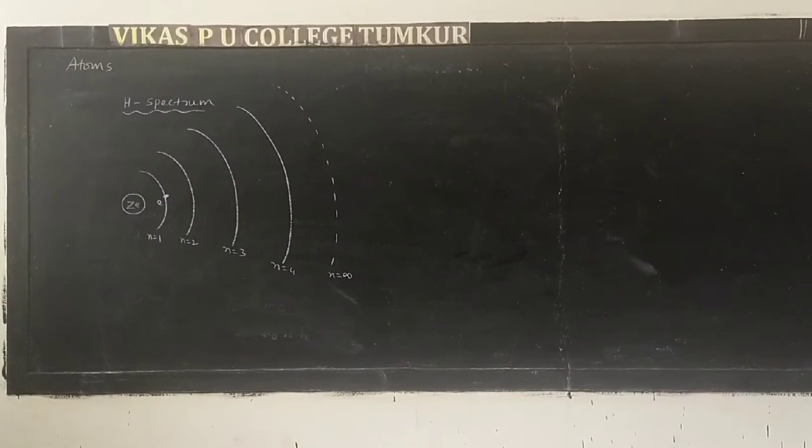Now we shall discuss the hydrogen spectrum. As you see in the diagram, you have considered a hydrogen atom or hydrogen-like atom. That means the atom will have a single electron, and that single electron occupies the ground state of the atom, that is, the first orbit.